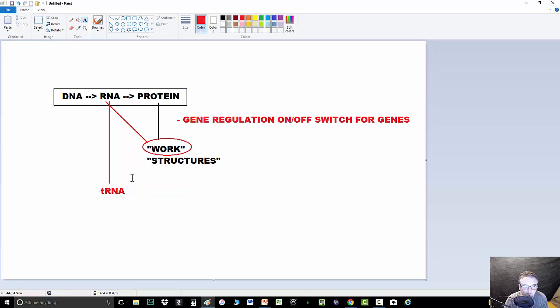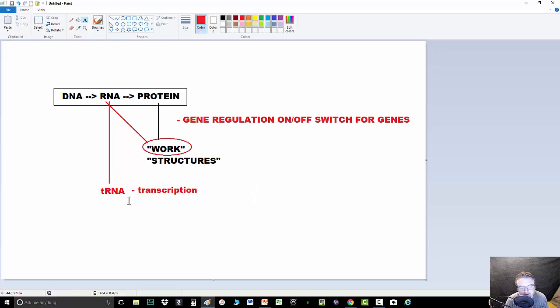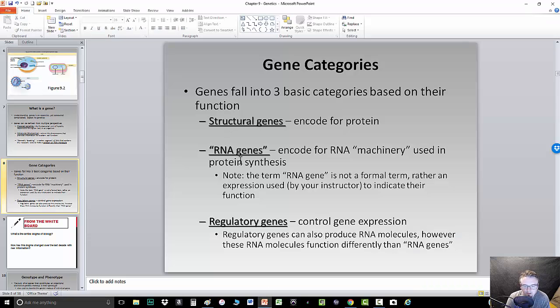Transfer RNA is an example, and this molecule is exclusively RNA, and it's going to play a role in a process called, I need air quotes on that, transcription. Okay, we'll talk about that in a minute. If you look back, this will make more sense later. But that's an example of where you have an RNA gene that doesn't produce protein. The end goal here is tRNA, transfer RNA, and that's something that's going to do some work, quote unquote, later on. So that's an example of an RNA gene.